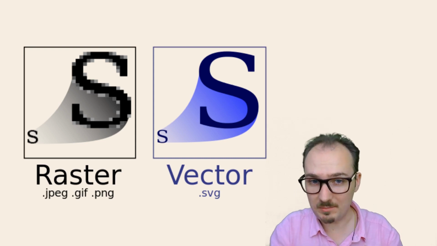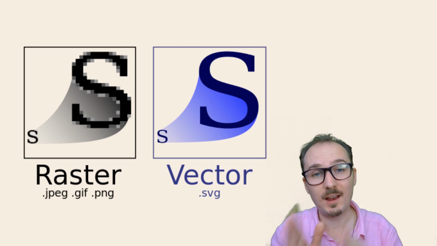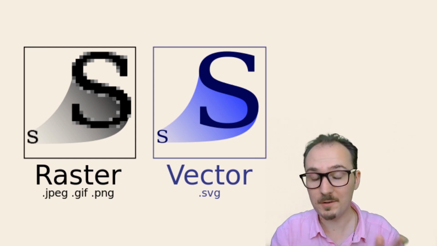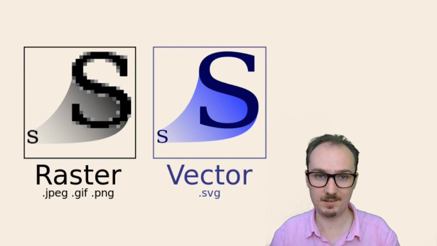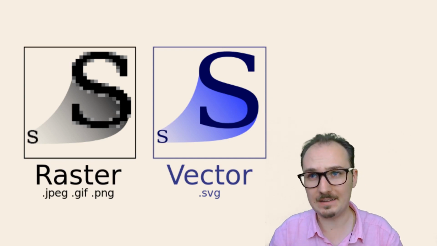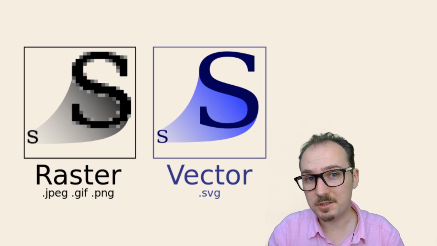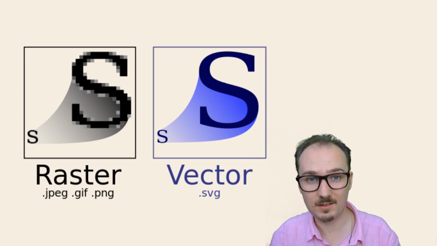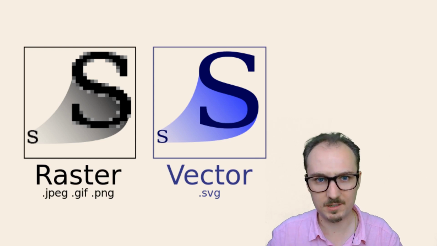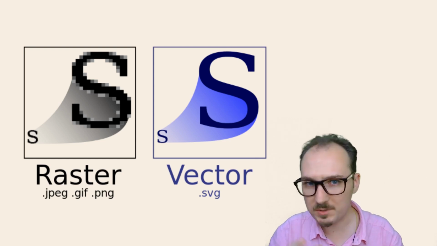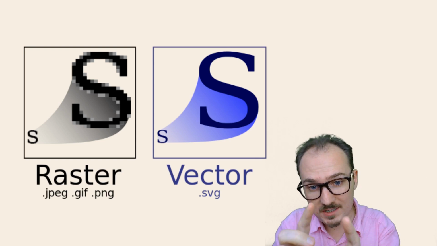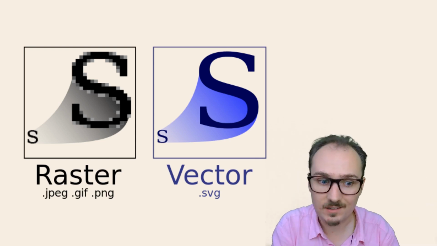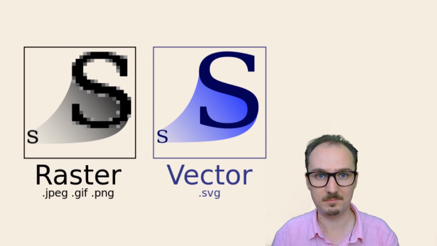Raster images are in contrast to vector images, like SVG, scalable vector graphics. Vectors meaning the image is defined in terms of the shapes that comprise it. It's not defined in terms of pixels. It's defined in terms of shapes and paths. So when you scale it up, it remains crisp. It doesn't get pixelated like raster images do.